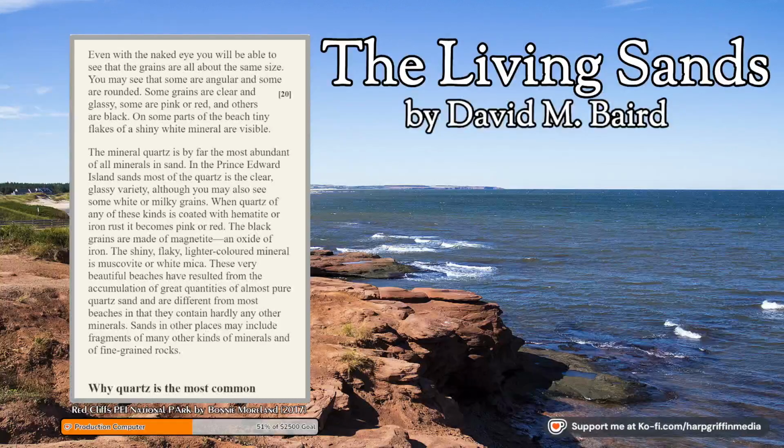Even with the naked eye, you will be able to see that the grains are all about the same size. You may see that some are angular and some are rounded. Some grains are clear and glassy, some are pink or red, and others are black. On some parts of the beach, tiny flakes of a shiny white mineral are visible.